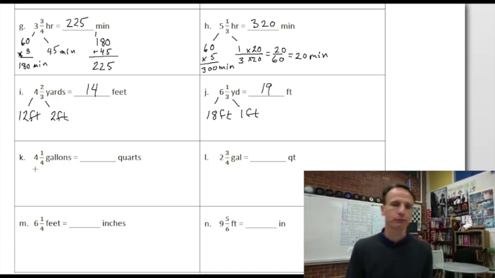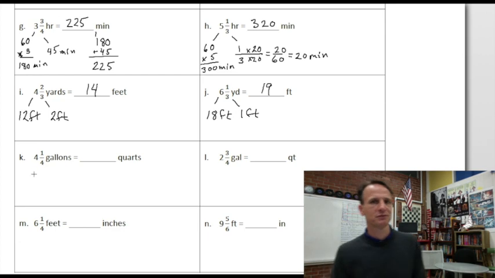Okay, 4 and, sorry for that horrible accent, I don't even know what it was. 4 1/4 gallons is how many quarts? Well, on both these they use fourths, which I say because there are 4 quarts in a gallon. So we don't have to do any wicked conversions here.